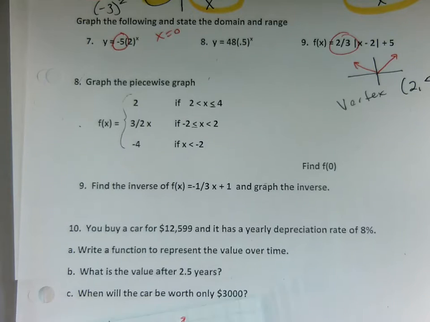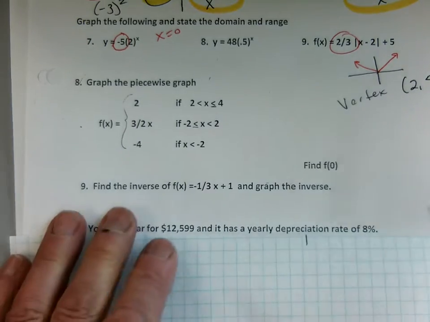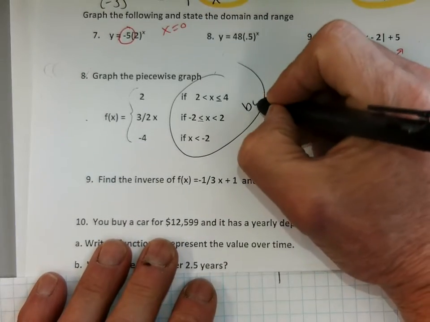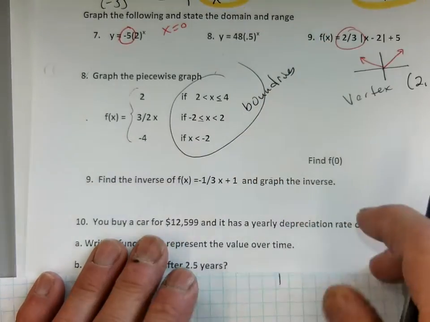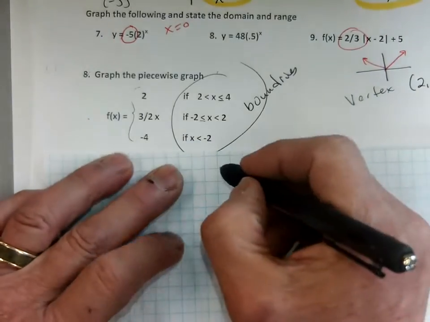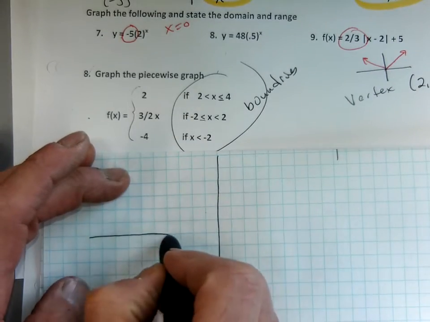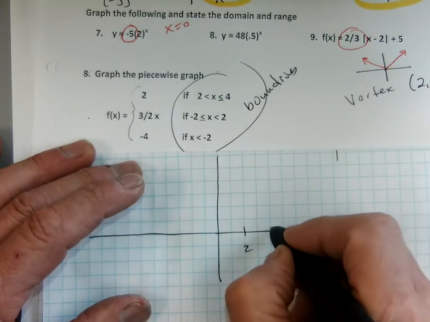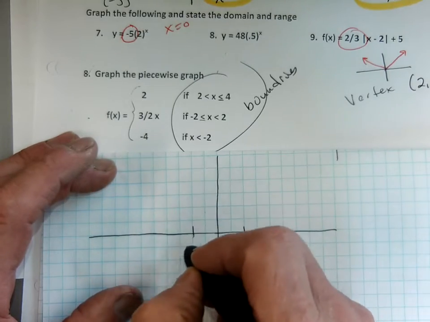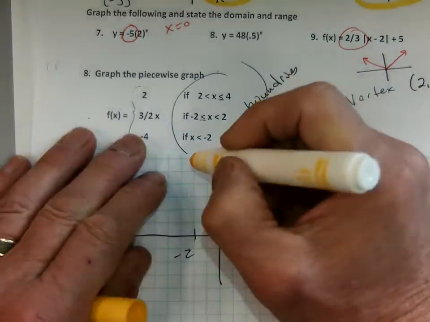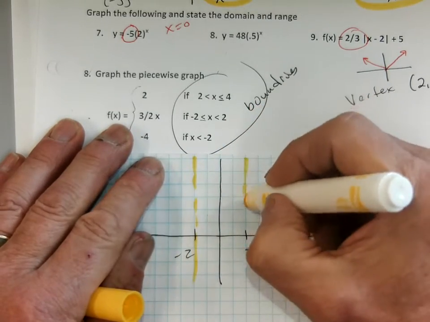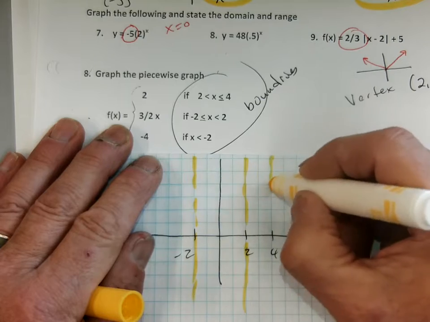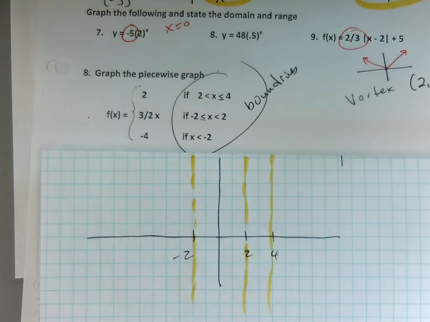All right. Number 8. We're going to graph a piecewise graph. And I know we can do this. We've done this before. So I'll go through it slowly again. First thing I like to do when I graph a piecewise graph is graph the boundaries. My boundaries are x's, so on the x-axis, I'm going to go to 2, to 4, and to -2. My boundaries are invisible, but I like to use a marker because it helps me know where to put my graphs, right?